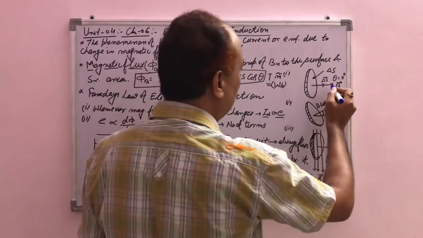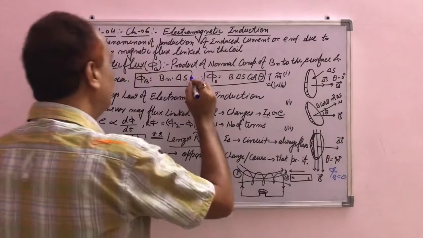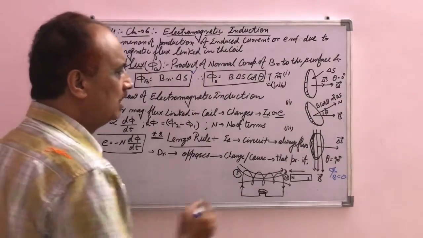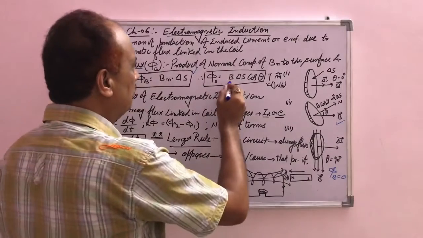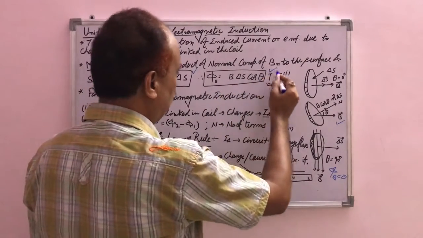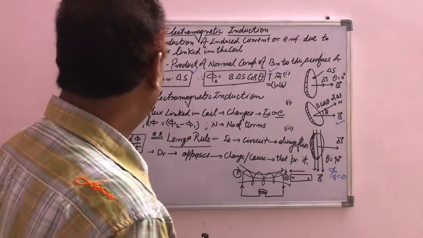In the other condition, the magnetic flux phi will be maximum, that is equal to b into delta s. And in the second situation, when it makes some angle theta, phi b will be equal to b ds cos theta. So these are the three formulas of the magnetic flux.